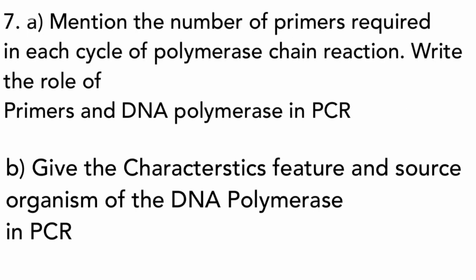There are high chances of question number 7 being asked, because the 7th part is very important. Mention the number of primers required in each cycle of polymerase chain reaction. Write the role of primers and DNA polymerase in PCR. One more part is there, that is part B. Give the characteristics, feature and source organism of the DNA polymerase in PCR. So if you know the answers, well and good. Otherwise, let's see the answers of these questions.